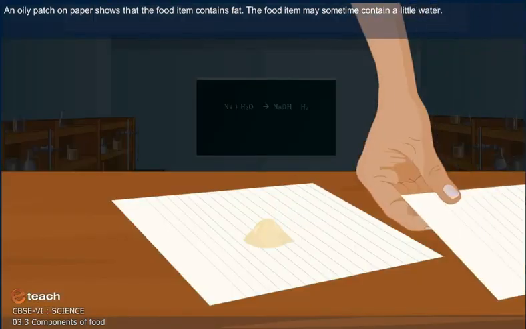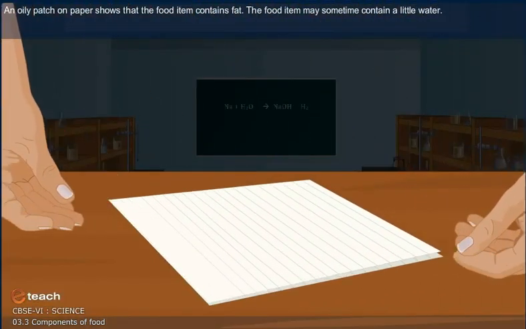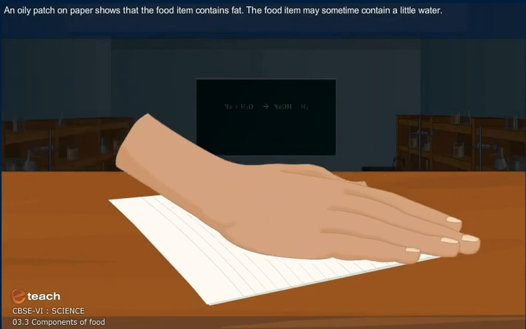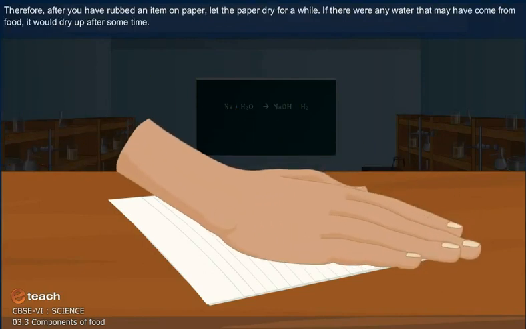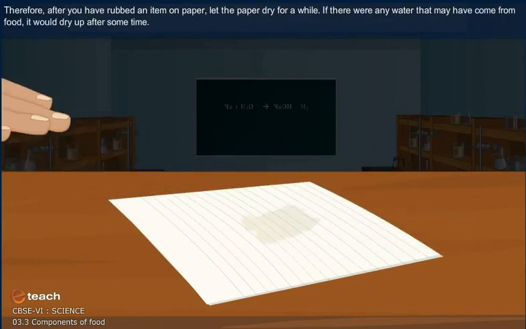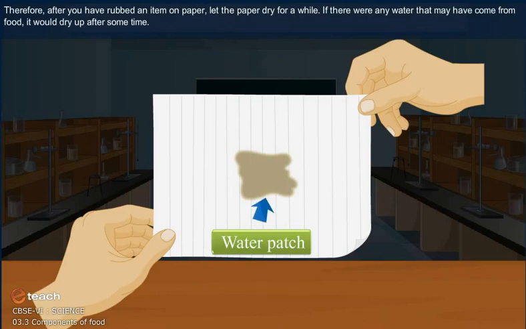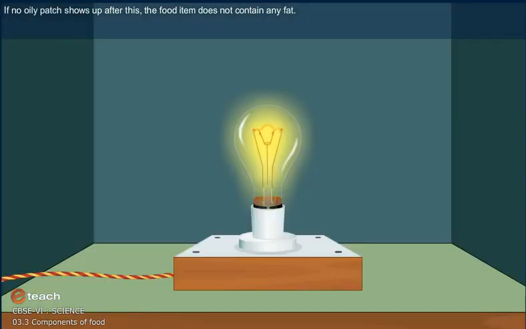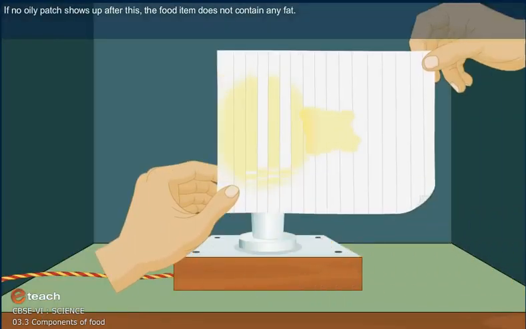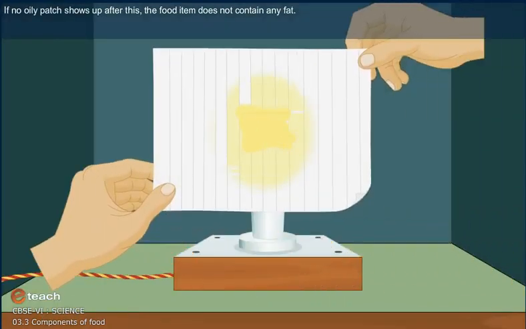The food item may sometimes contain a little water. Therefore, after you have rubbed an item on paper, let the paper dry for a while. If there were any water that may have come from food, it would dry up after some time. If no oily patch shows up after this, the food item does not contain any fat.